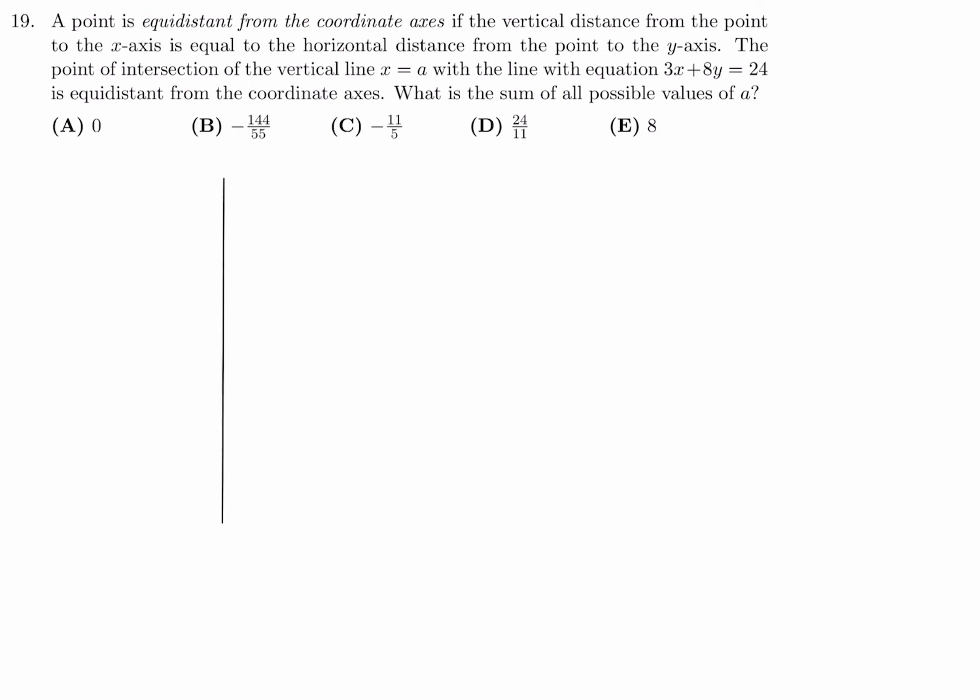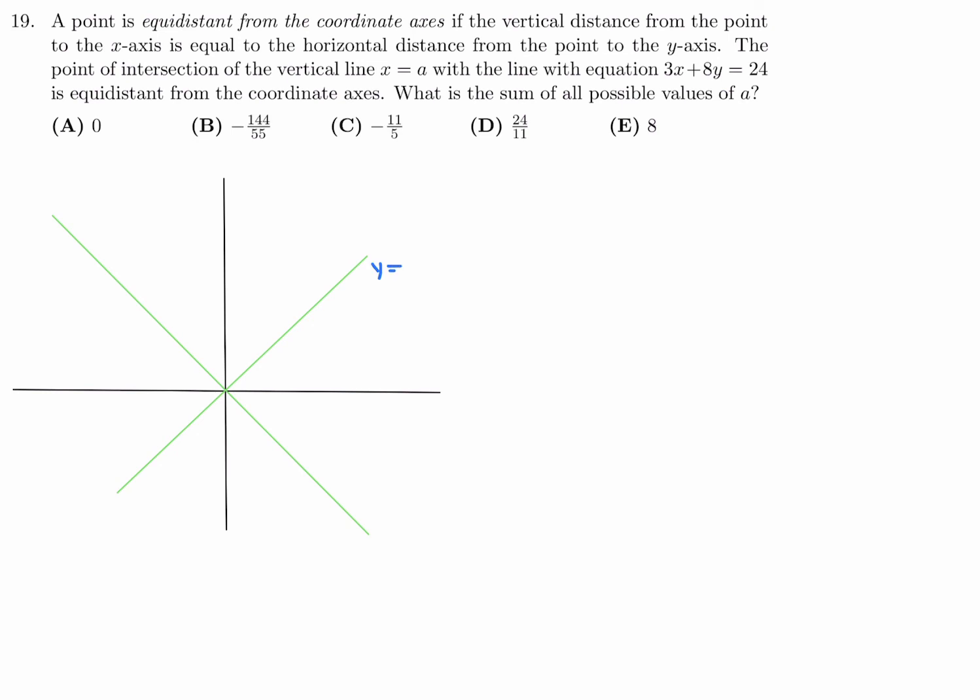Let's draw our coordinate axes and try to get an understanding of what we can possibly do in this question. If something is equidistant, then I can conclude that it is on the line either y equals x or the line y equals negative x. Any point on those two lines will be equidistant from the x-axis and y-axis. So that is my conclusion.